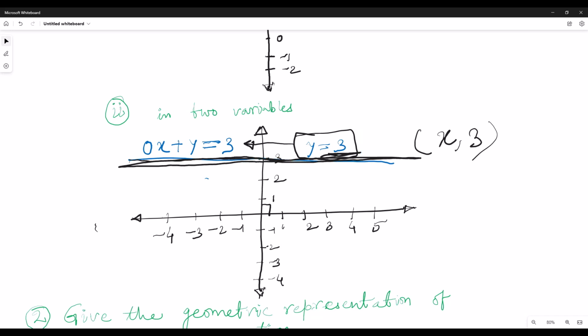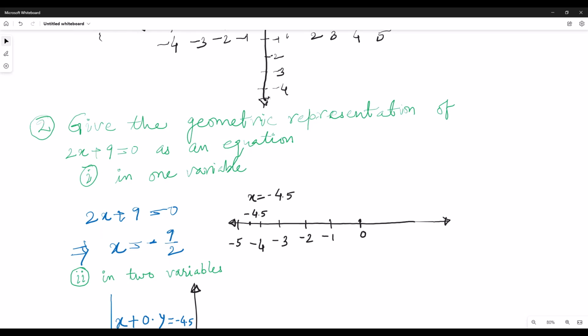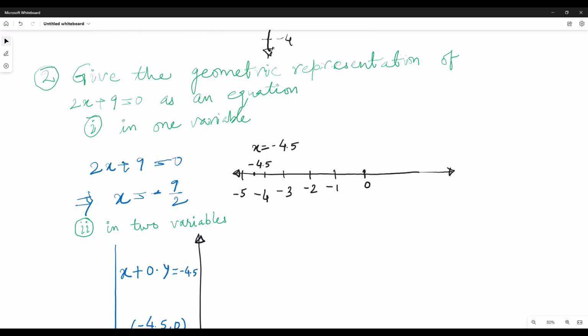Okay, so that straight line will pass through 3. So y equals 3 is parallel to the x-axis. Given the geometric representation of 2x plus 9 equals 0 as an equation in one variable: 2x plus 9 is 0, means x equals minus 9 by 2. That is 4.5. So x is equal to minus 4.5.